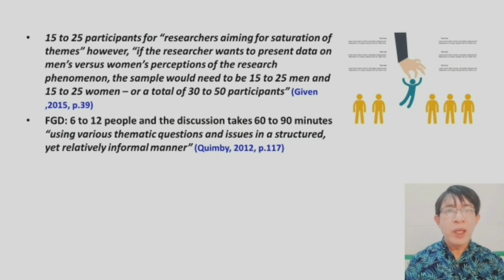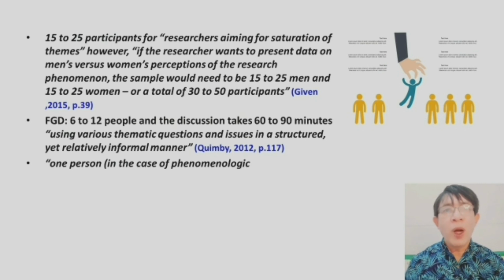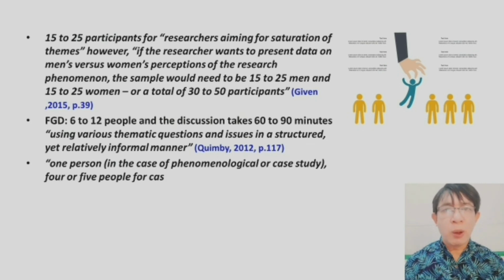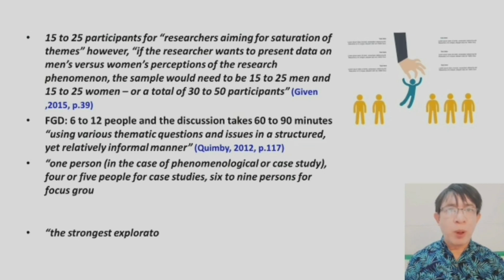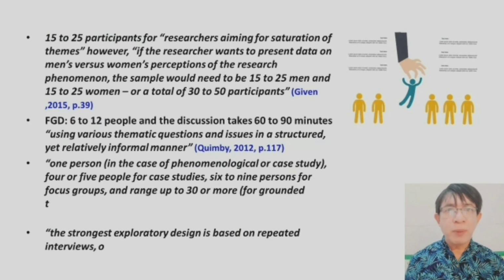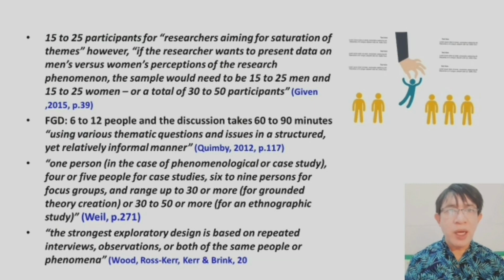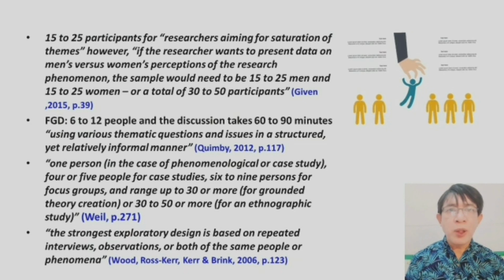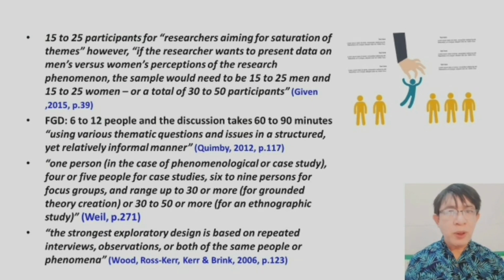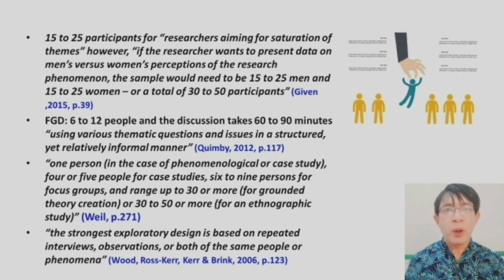On the other hand, Will provided more figures for sample size for the following qualitative studies: 1 person in the case of phenomenological study, 4 or 5 people for case studies, 6 to 9 persons for focus groups, and up to 30 or more for grounded theory creation, or 30 to 50 or more for ethnographic study. According to Wood, Rosker, Kerr, and Brink, the strongest exploratory design is based on repeated interviews, observations, or both of the same people or phenomena.